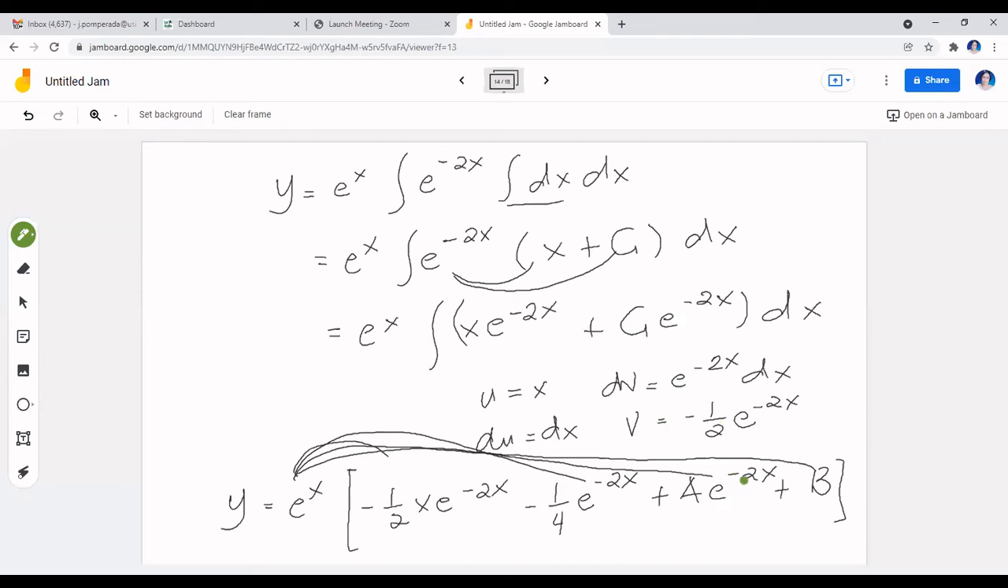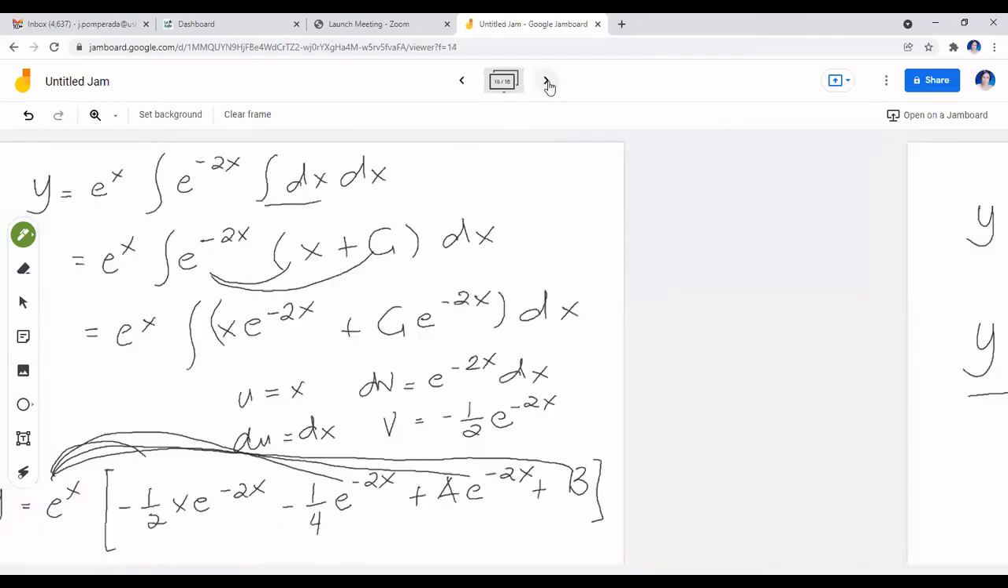So you have here e raised to minus 2x. And since this one, when integrated, is another indefinite integral, you will have another arbitrary constant. So since I used A here, I used B in here. Okay? Now, the last part is just distributing this e raised to x to all your terms here. So you have 4 terms, you distribute this e raised to x. So what you will have now is this, class.